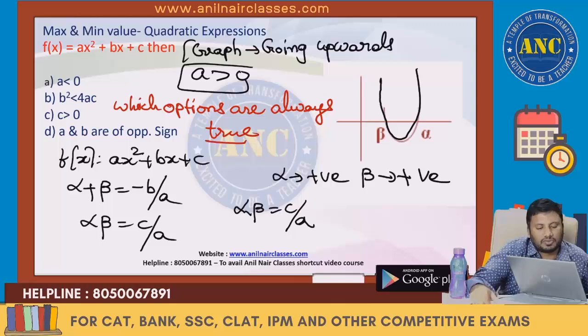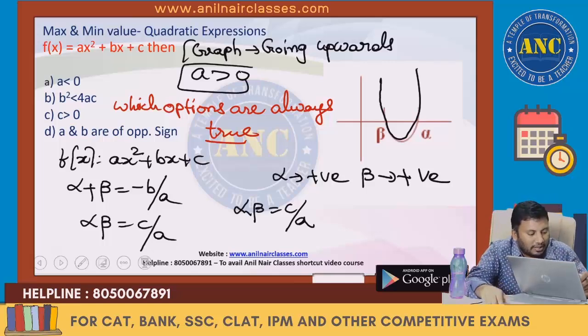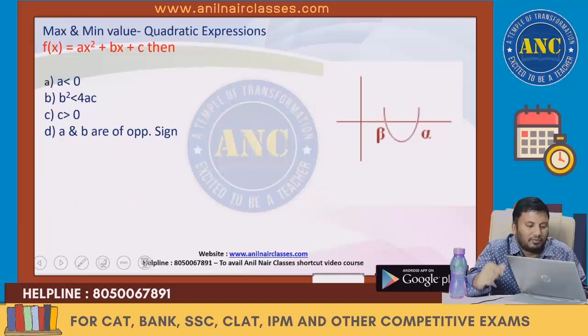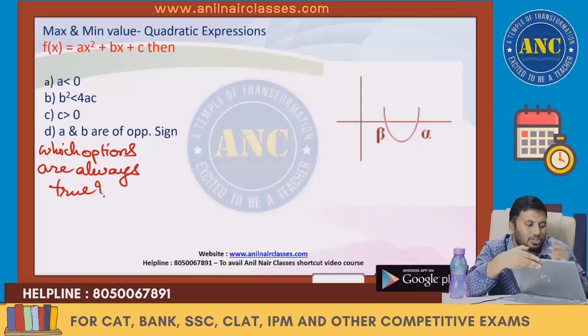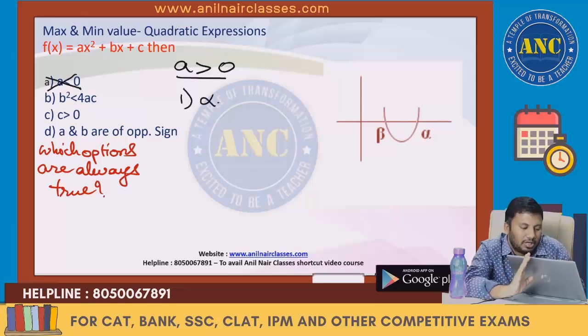There are 4 options which are given. Which options will mandatorily be true? Now see here, there are 4 options given. We'll write down the question here. Which options are always true? See here, sir. First thing, a is greater than 0. A is less than 0 is not possible. Alpha plus beta is minus b by a.